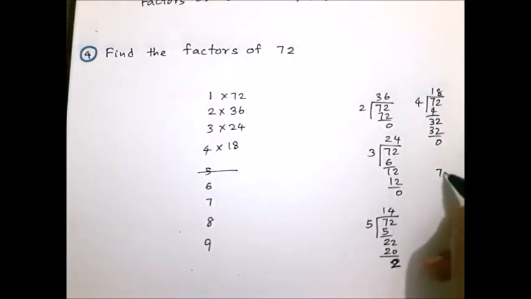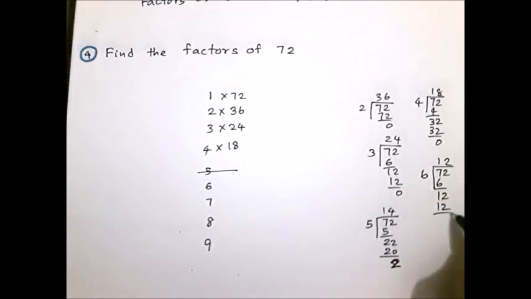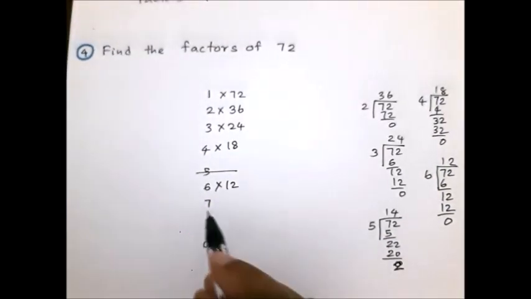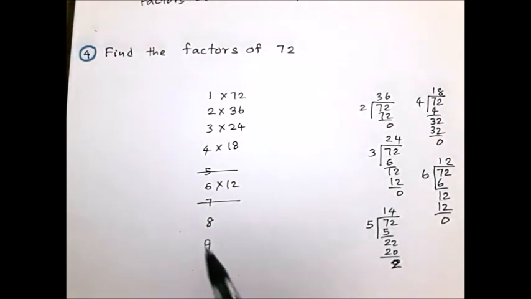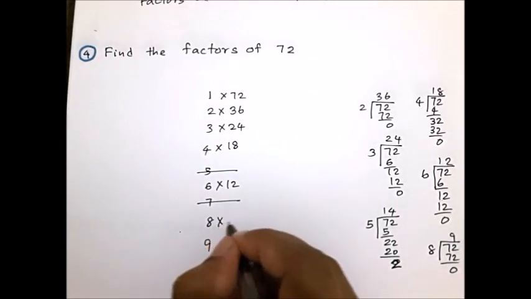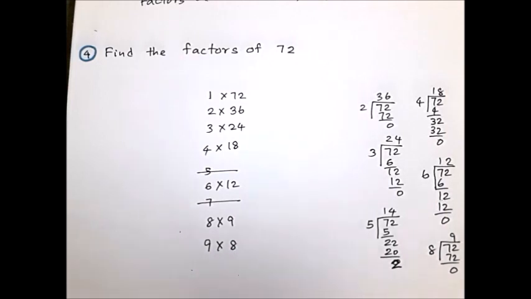6. 72 divided by 6. 6 times 12. 7. We can't divide 72 by 7. So remove 7 also. 8. When you divide 72 by 8, 8 times 9 is 72. 9 times 8 is also 72. But 8 times 9 and 9 times 8, these two are the same. So it is not necessary to write both. Write only one expression, 8 times 9.